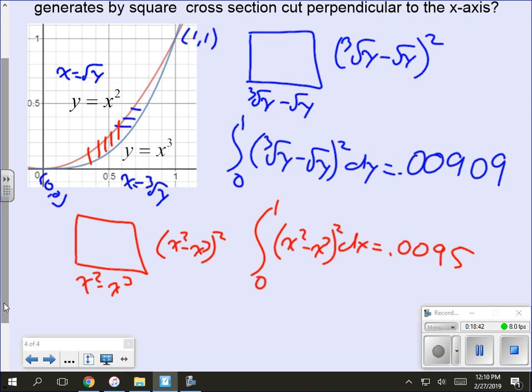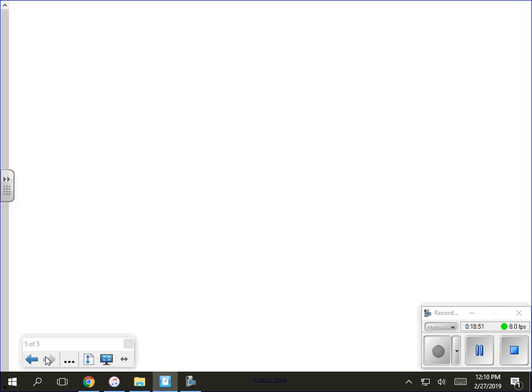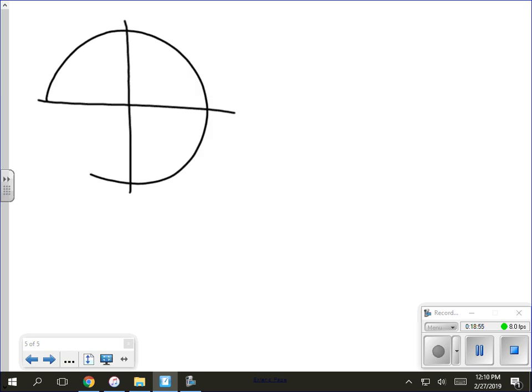Now, I will help you with one of the types of problems you will have on your homework. It will give you a cross section that is a circle. If it is a circle of radius 1, x squared plus y squared equals 1. Whatever the radius is, that's what it's equal to, that number squared. The radius 1, it's equal to 1.